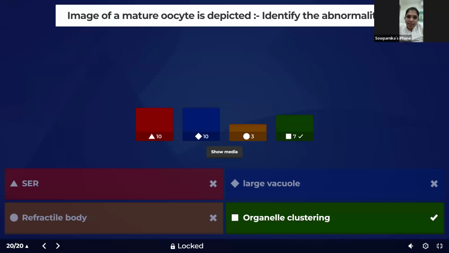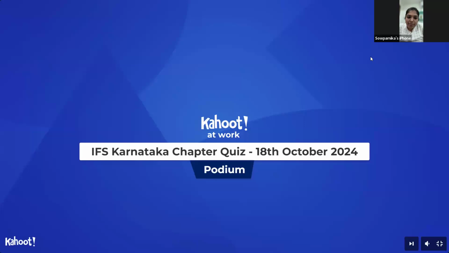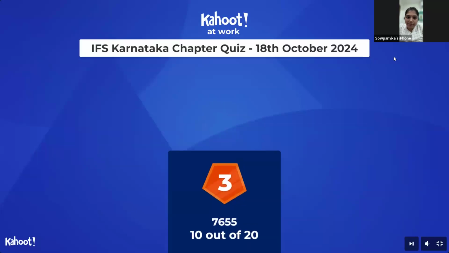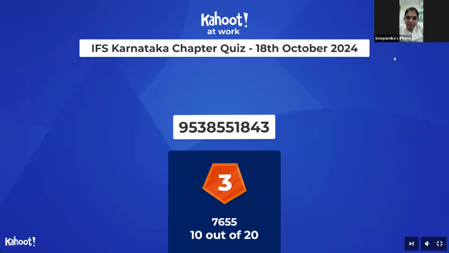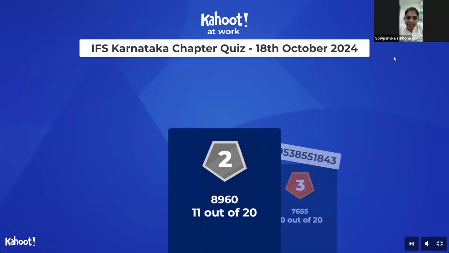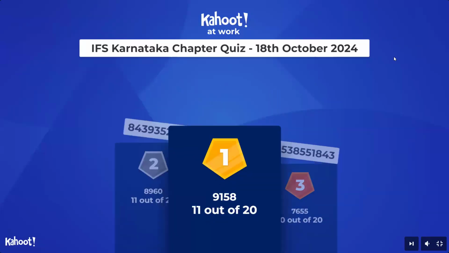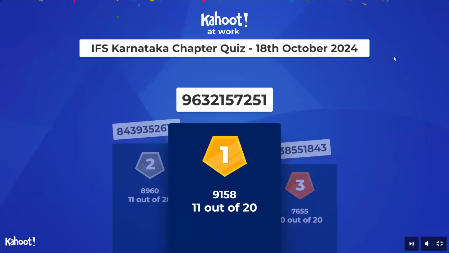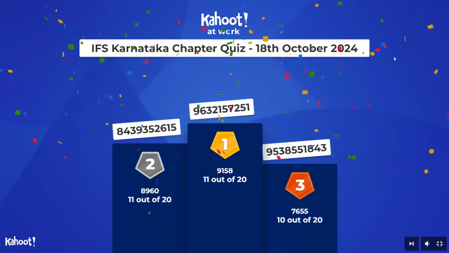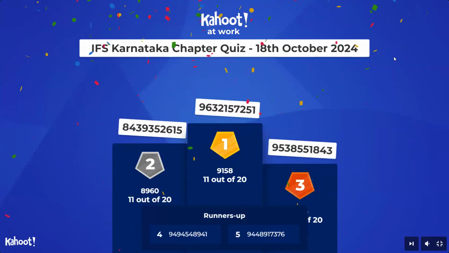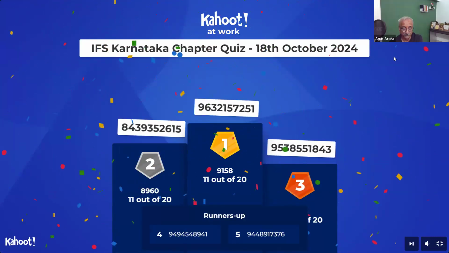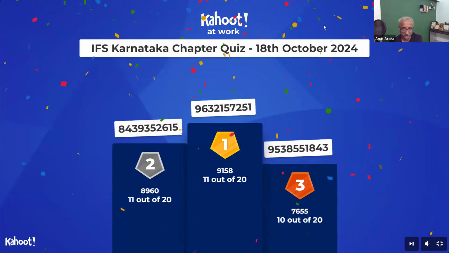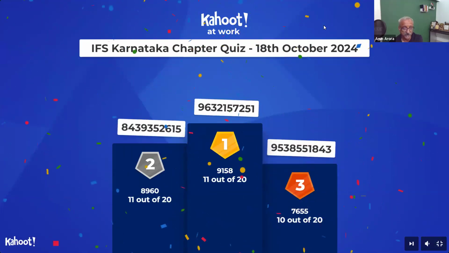And we have come to the end of the session. I congratulate all the participants. Let's see the results. It's actually top 4 winners. I think 3 are displayed. We should be having the fourth one also, Shivam. Congratulations to everyone who has won.